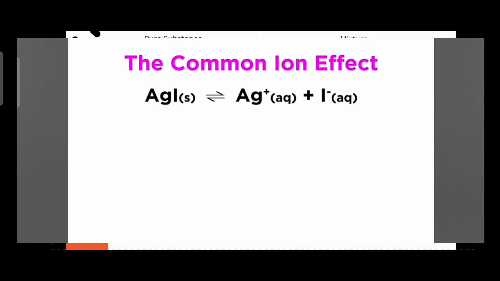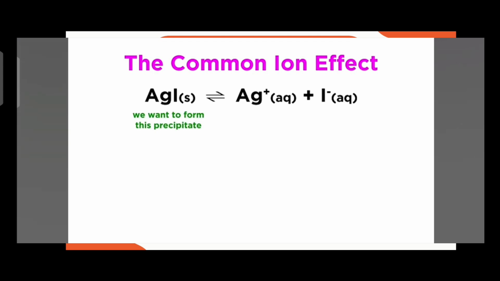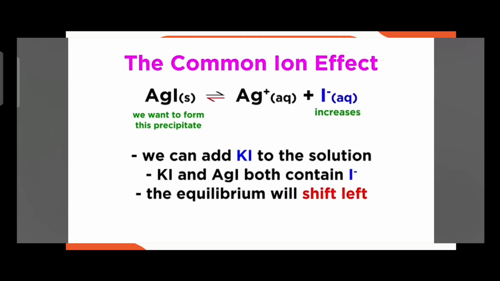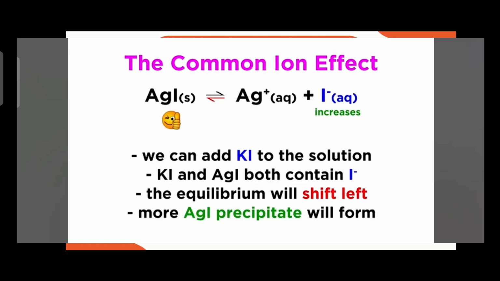Let's now look at an equilibrium between, say, silver iodide and the aqueous silver and iodide ions. If we are interested in forming a silver iodide precipitate, one way we can do this is to add some potassium iodide. Potassium iodide shares a common ion with silver iodide, that being the iodide ion. If there is more iodide ion in solution, that will affect the equilibrium, and it will shift left to use up the excess iodide ions. If the equilibrium shifts left, that means more silver iodide precipitate will form. So this is a method of promoting precipitation.